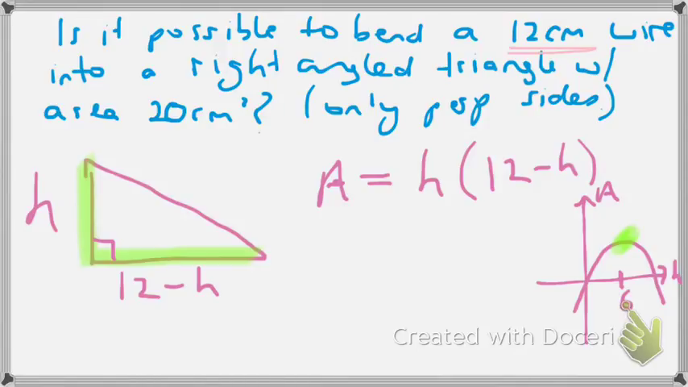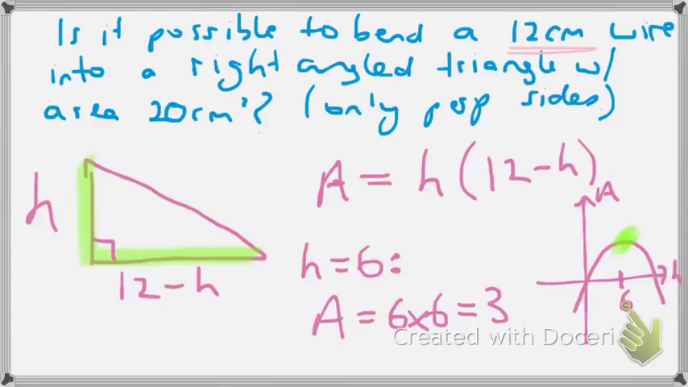So let's calculate the area when h equals 6. So when h equals 6, the area equals 6 times 6, which is 36. Hold on a second. Area is half base times height. So area is half. I wonder how many of you had noticed that already. I'm guessing 11. So that's 18 centimeters squared.